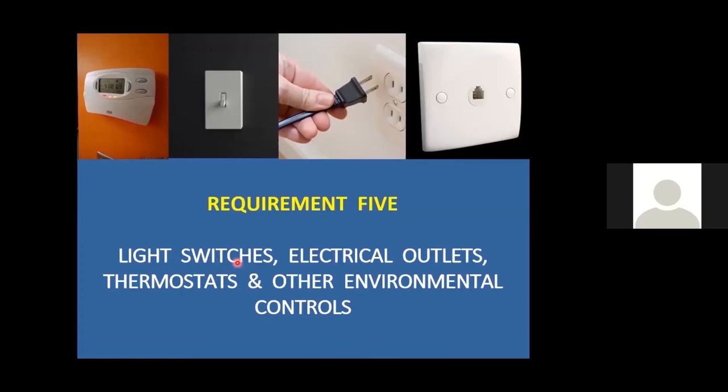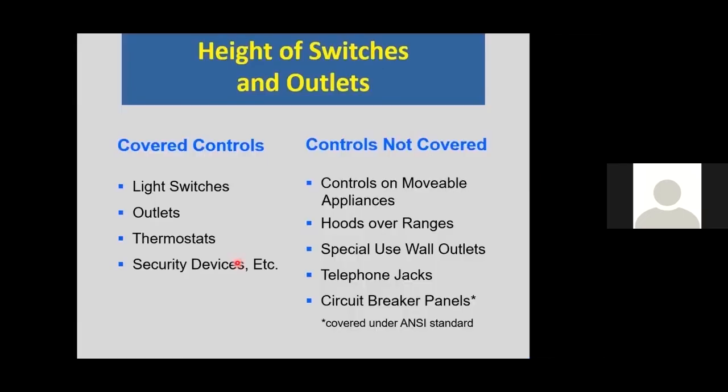Light switches, electrical outlets, thermostats, and other environmental controls need to be located at an accessible height within the dwelling unit. Light switches, outlets, thermostats, security devices: think about things that are used by residents on a regular basis. Controls that are not covered include controls on movable appliances like microwaves. If the control is on the hood over a range, it's not required to comply. If it's a switch on the wall, that switch is required to comply.